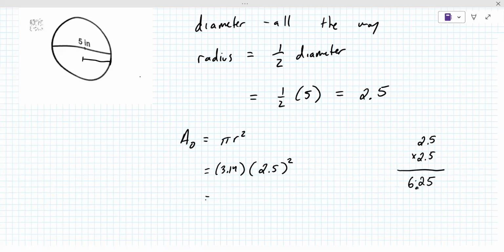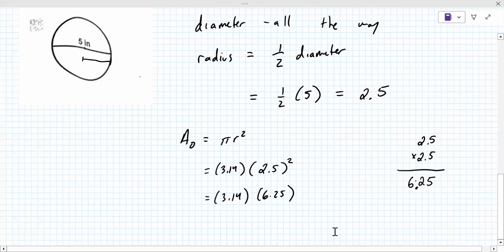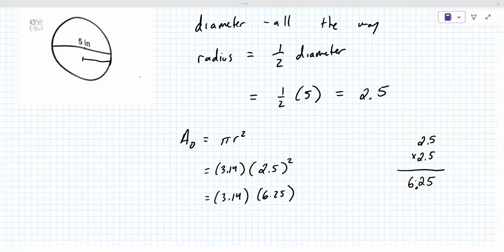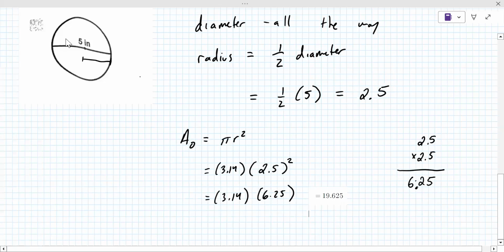So you've got to do 3.14 and 6.25. You don't need to do that now. Let me give you the result of that because we want to get coverage on all these questions. I'll give you the result here. That way you can check it or work it until you get that answer. All right, so that's that. Let's take a look at the next one.